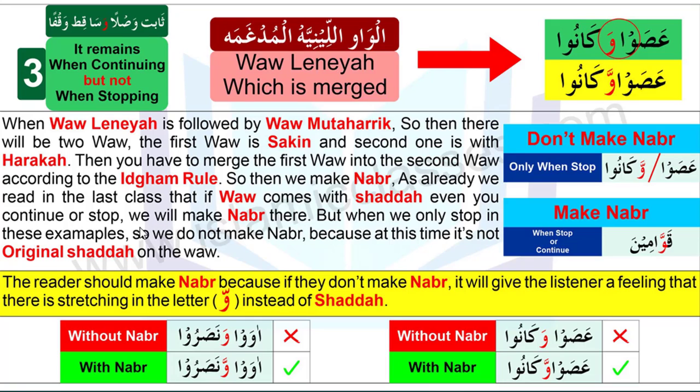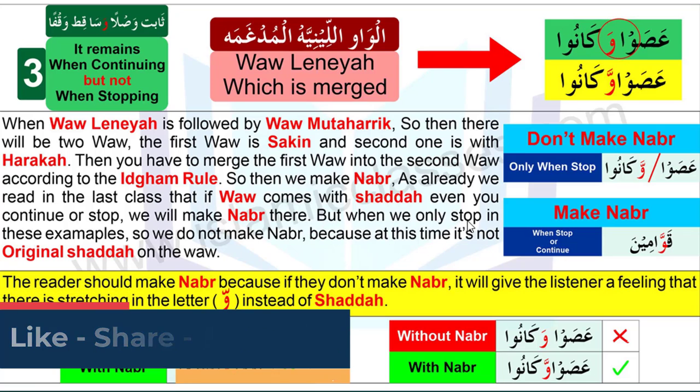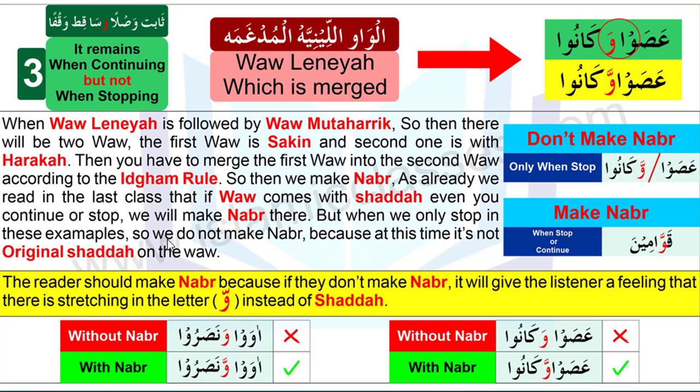So in the last class we read if waw comes with shadda sign on it, even you continue or you stop, you will make nabr. But in this example which we are reading here, we read sabit waslan wa sakit waqfan. Like when you continue, then you make nabr, but when you stop, you will not make nabr. This is the reason why we do not make nabr when we stop. So it is written here, but when we only stop in these examples, we do not make nabr, because at this time it's not original shadda on the waw. Look at this example now. Do not make nabr. When? Only when stop in these examples.